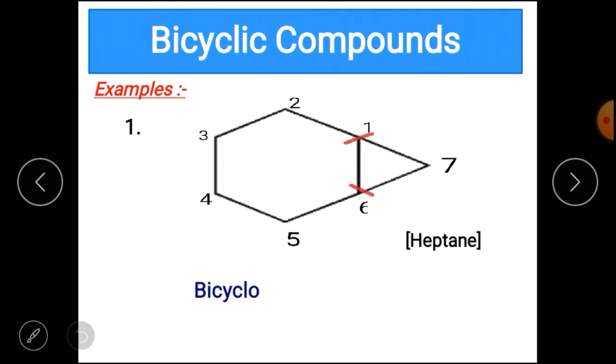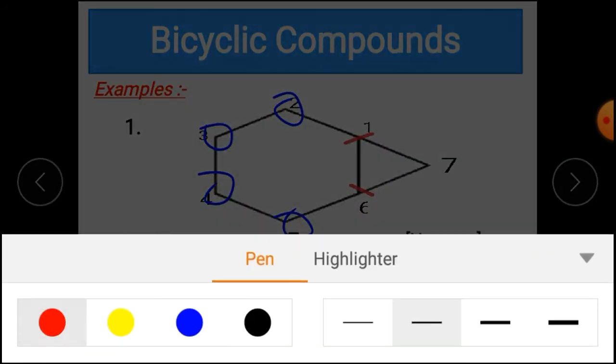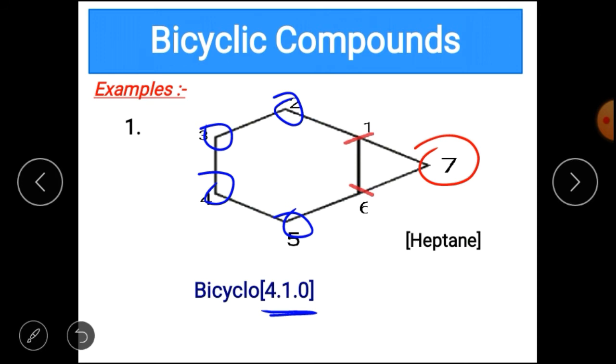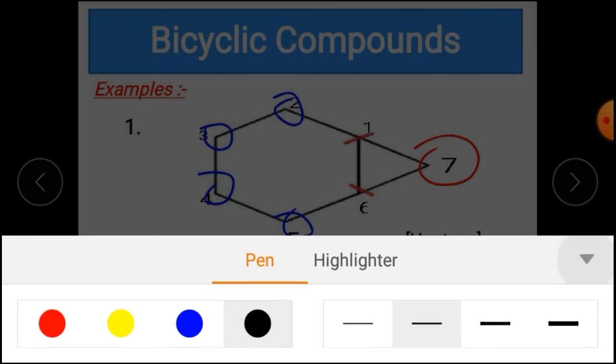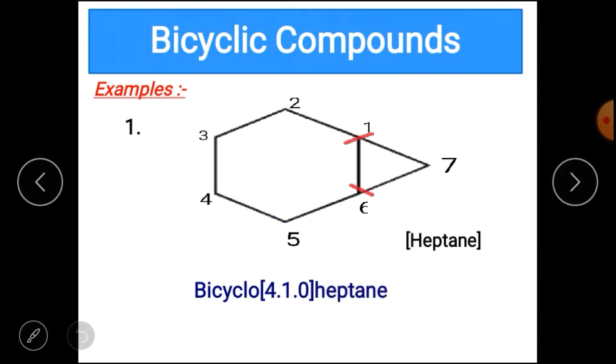This compound is bicyclic, therefore first write bicyclo. Then write in bracket the counting of carbons in decreasing order. Then last write its parent name.